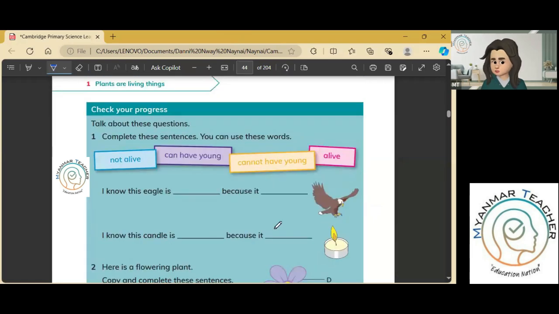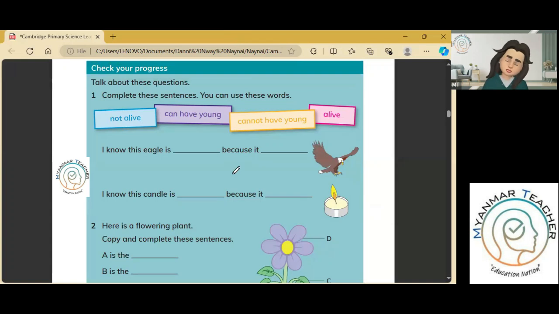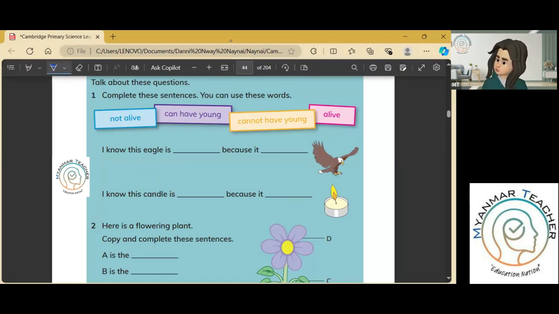Check your progress. Talk about these questions, complete these sentences. You can use these words. So I'm gonna give you a bit of time, like 3 to 5 seconds, and then I'll answer. Number 1. I know this eagle is blank because it blank. I'm gonna give you some time. I know this eagle is alive because it can have young or it can reproduce. Done. I know this candle is not alive because it cannot have young.